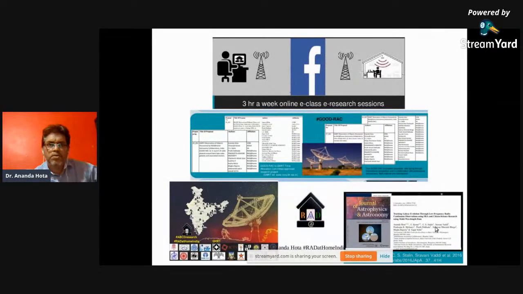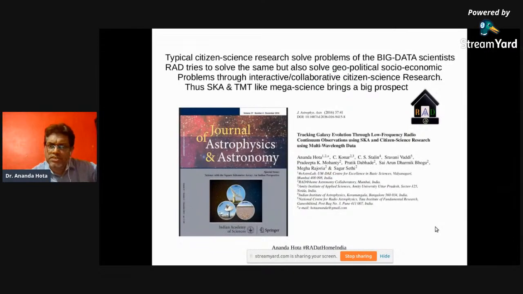Okay. So typical citizen science research solves the problem of big data, so much data that the telescopes and computers are producing. Red at Home tries to solve the same big data problem, but in a different way, and also solves the geopolitical, socio-economic problem through interactive or collaborative citizen science research, so that you actually participate in growing your own career. Thus, SKA and the 30-meter telescope, like mega science, bring a big prospect because so much data is coming for you to learn and discover and grow in your career.